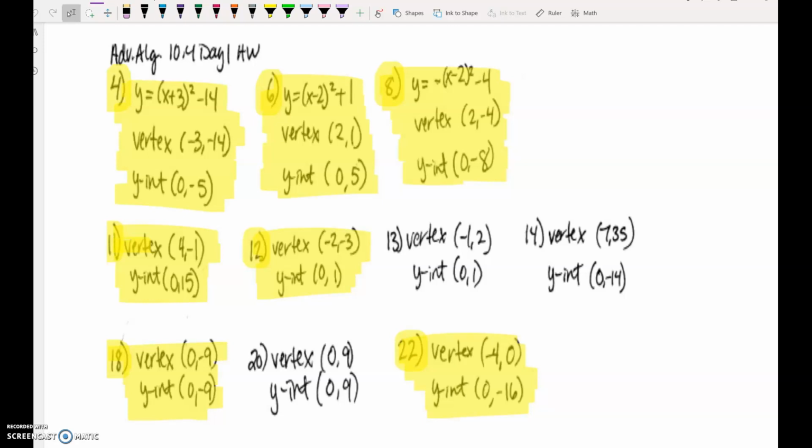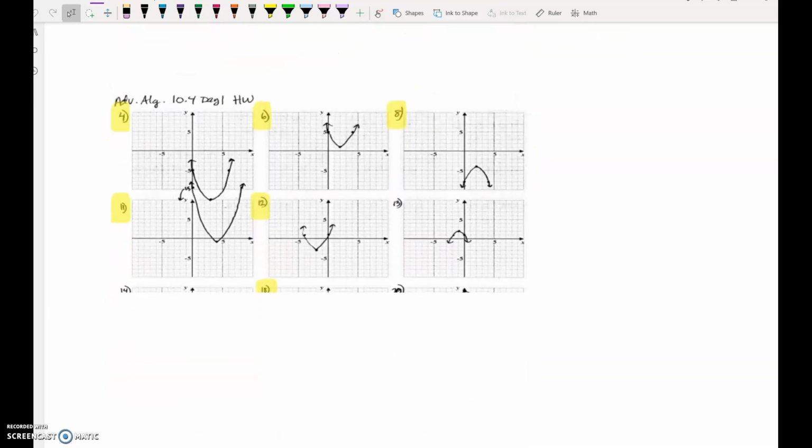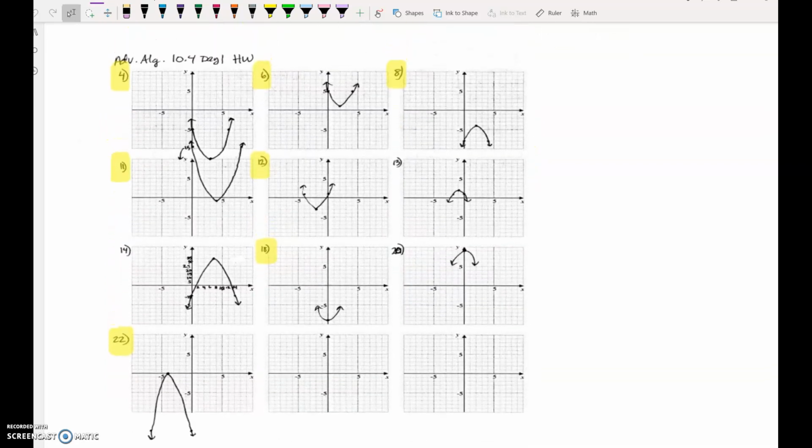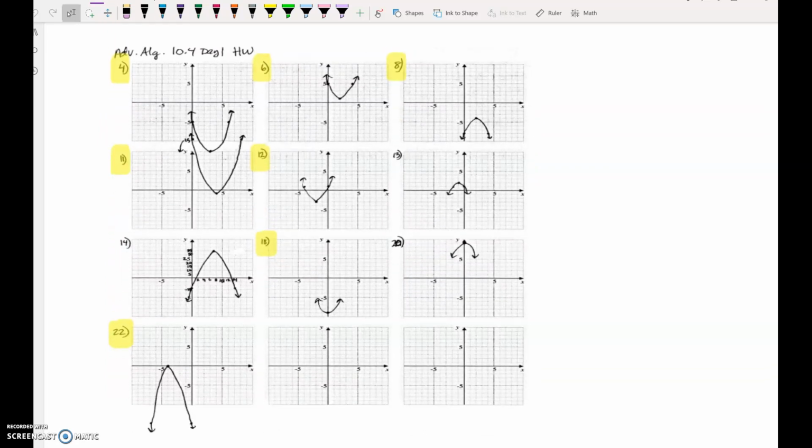Here's the answers for 10.4 day 1. Pause the video if you need to look at these longer. And here are the graphs for 10.4 part 1. Again, pause the video if you need to look at these longer.